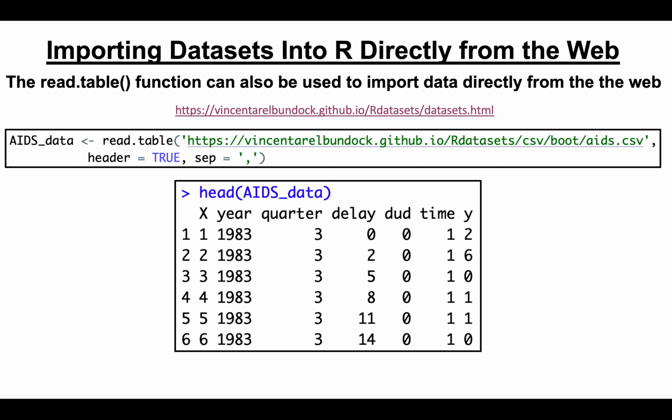I want to mention that you can also read data in directly from the internet if you have a link to a data set. So this is just an example of doing that. Instead of feeding the file argument the name of a file located in your working directory, you're actually going to feed it the link to that data set. So I'll show you how you would do that. Here's a link to a bunch of different data sets.